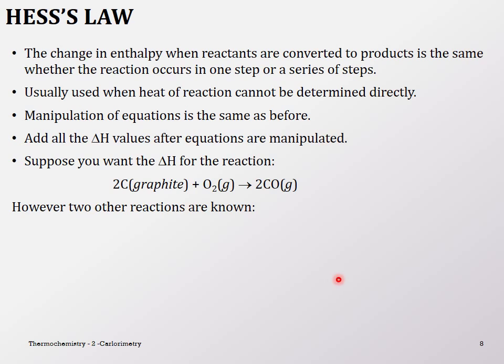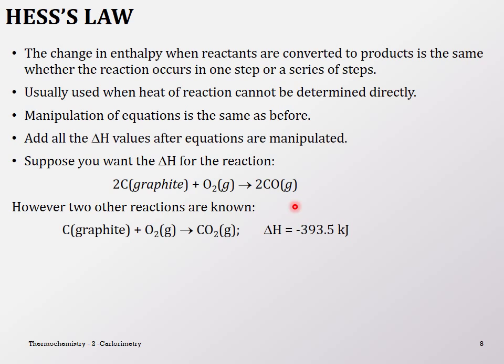So let's take an example. Okay, over here, if we have graphite and you add oxygen to it and you get carbon monoxide, what is the delta H for this reaction? Now, I don't think that you really need Hess's law to do this. You can probably do this in a bomb calorimeter, but since we're sitting in a class, we don't have a bomb calorimeter, all right? So we will do this by Hess's law.